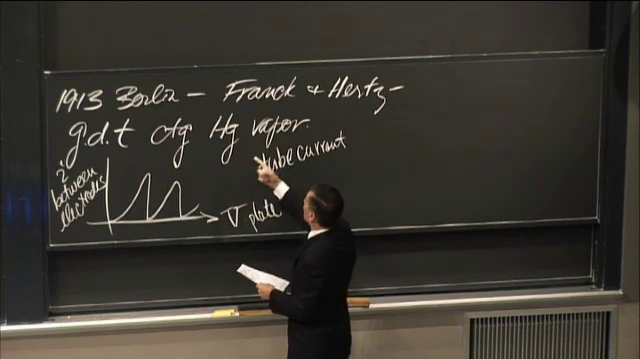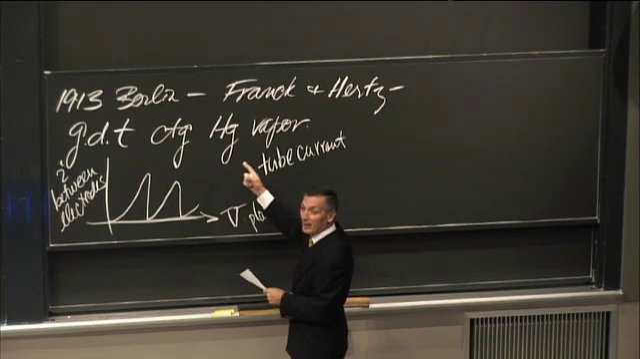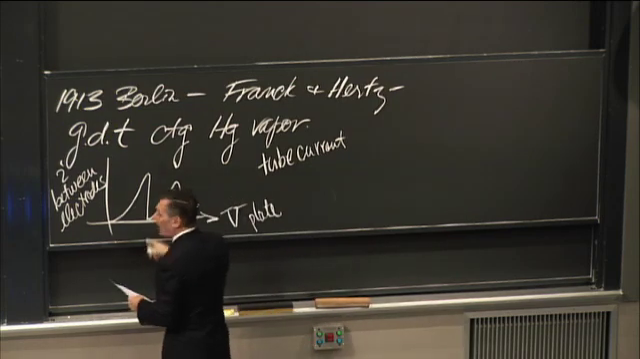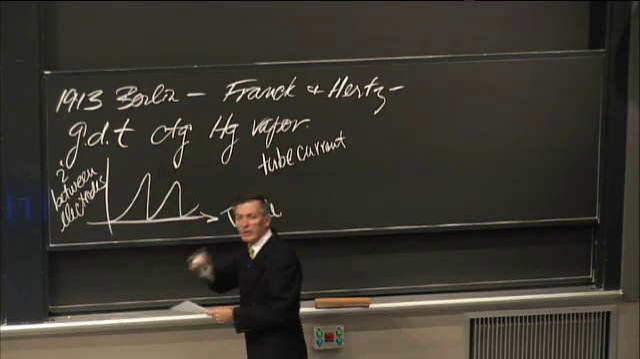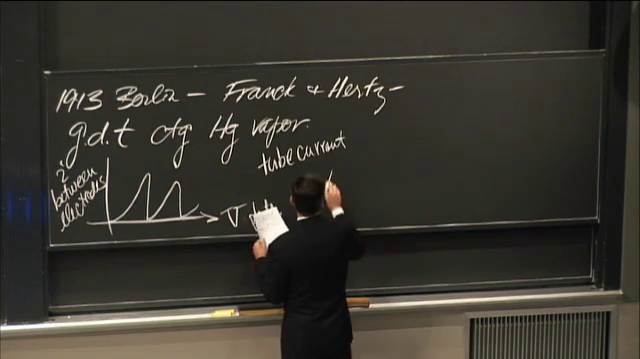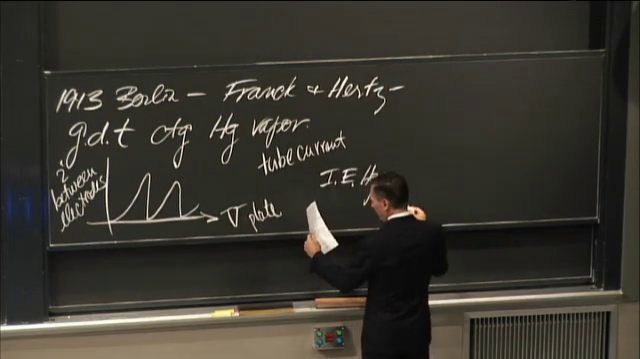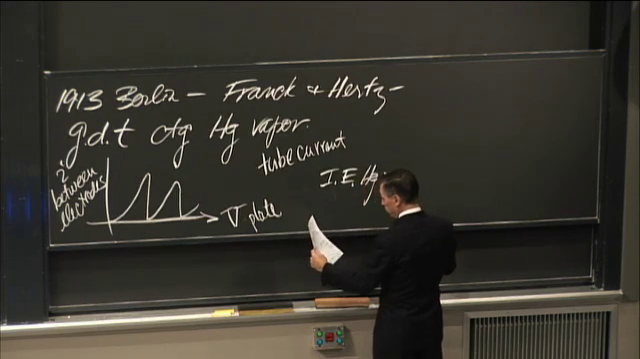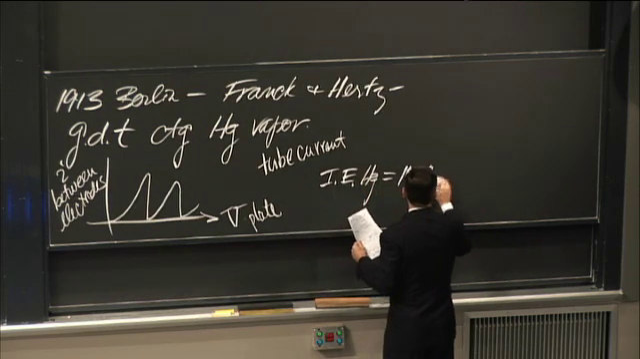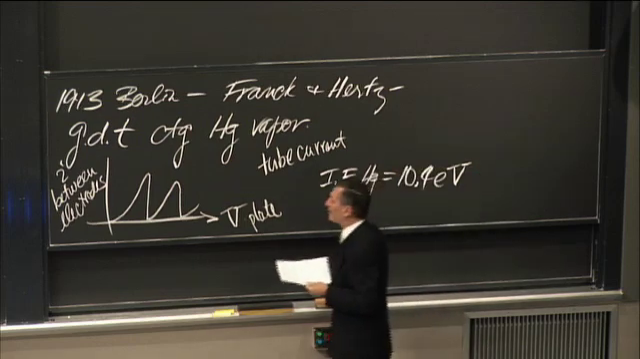Because mercury is not a one-electron atom. It's got a boatload of electrons. This is not a one-electron atom. So you say, I know what it is. It's ionization energy. You must be ionizing the mercury. So you go to the periodic table and you look up the ionization energy of mercury, and you discover that's 10.4 volts. 10.4 electron volts is the ionization energy.